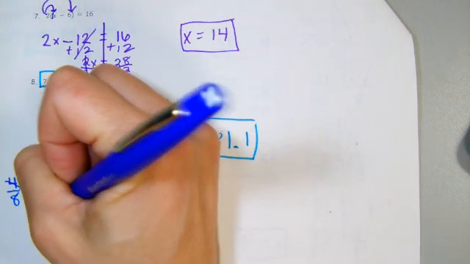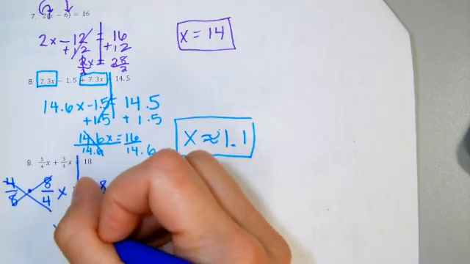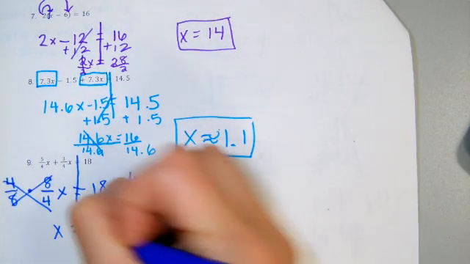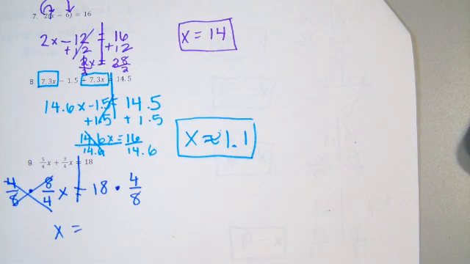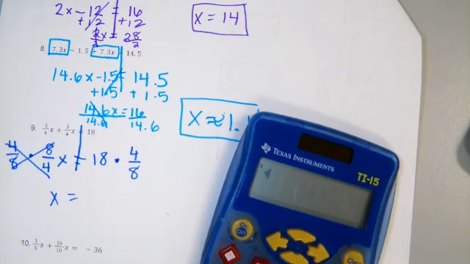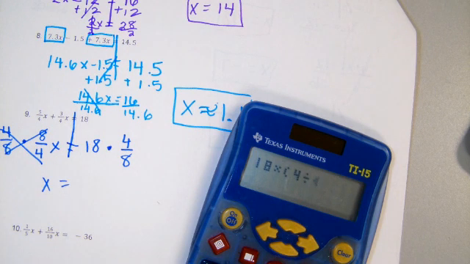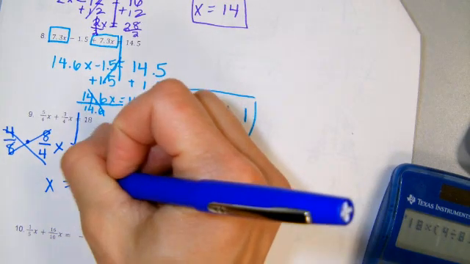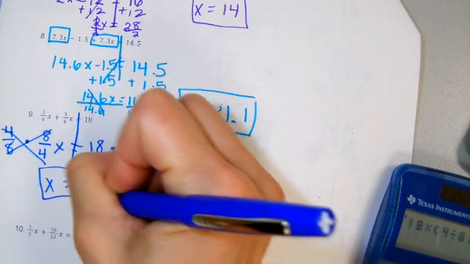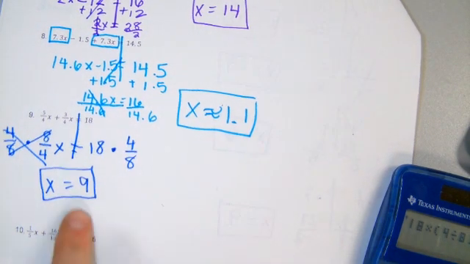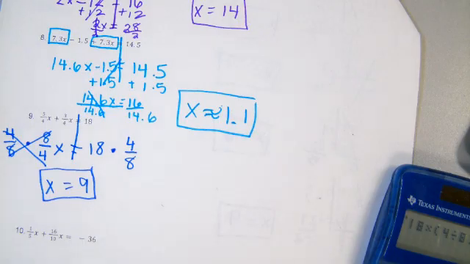Okay, and cancel this side. If we do that in our calculator, let me remind you, if you want to use a calculator, this is what you would do: 18 times, you can do parentheses, 4 divided by 8. If you have a fraction key, you could use that too. And you get 9. And that's your answer here. So it's a scary looking fraction question that ends up being this nice whole number.